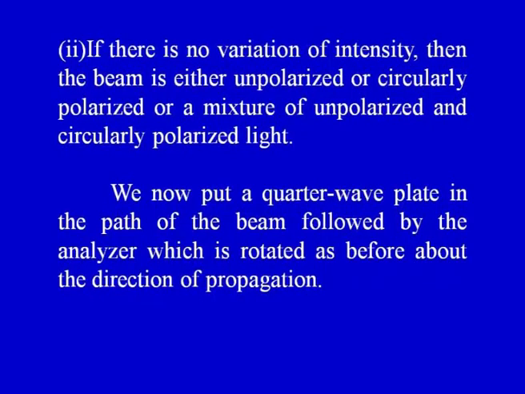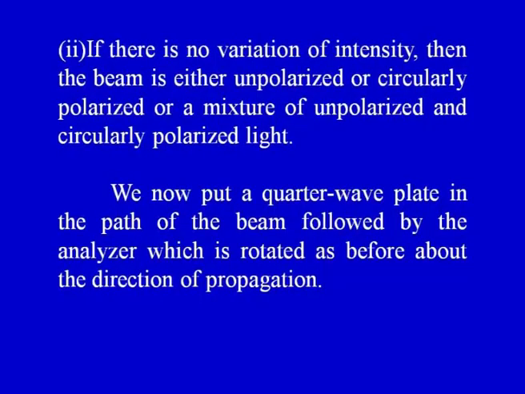Number 2, if there is no variation of intensity, then the beam is either unpolarized. Again, we have seen this thing earlier. If the beam is unpolarized and you pass it through a polarizer, we call it an analyzer here, and rotate it, there is no variation in the intensity. So, the beam could be unpolarized. But we also know that the same thing will happen if the beam is circularly polarized or is a mixture of unpolarized and circularly polarized light.